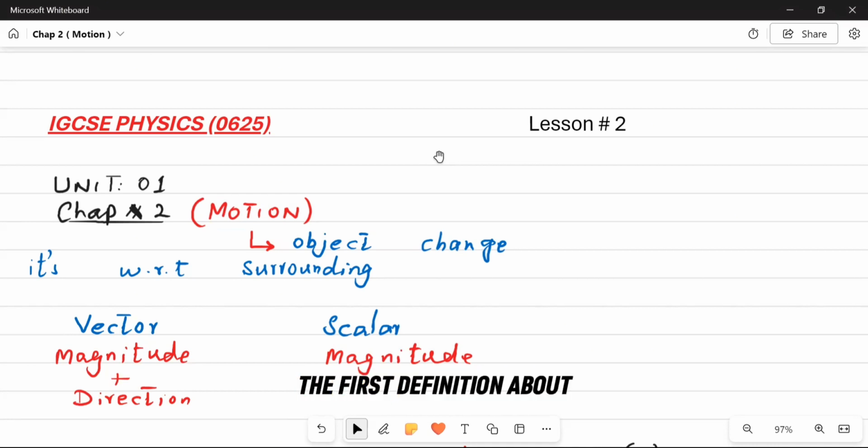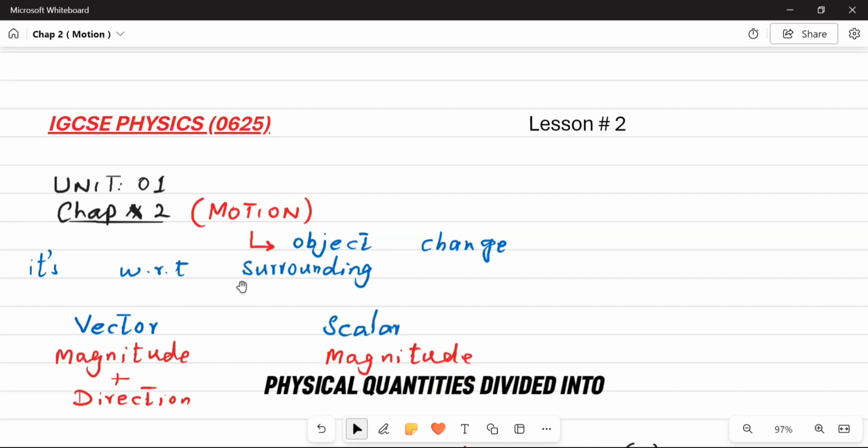The first definition is about motion. When an object changes its position with respect to its surroundings, that is called the object is in motion. If it doesn't change its position with respect to its surroundings, then the object will be at rest. So physical quantities we have discussed in the last lesson.